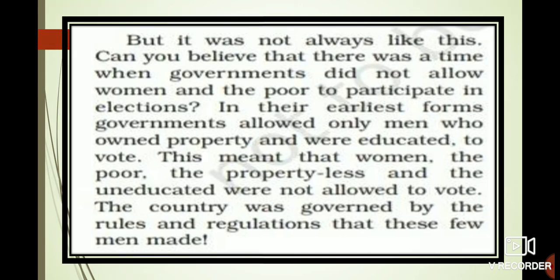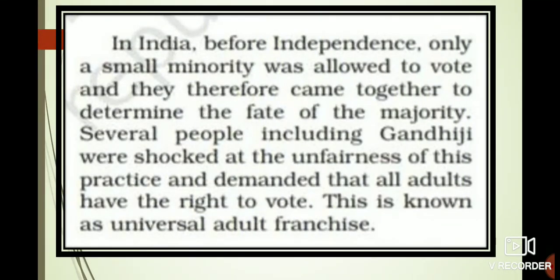Next, in India before independence, only a small minority was allowed to vote and therefore came together to determine the fate of the majority. Several people, including Gandhiji, were shocked at the unfairness of this practice and demanded that all adults have the right to vote. This is known as universal adult franchise. Understood, dear children? Gandhiji revolted against this and said that every person should have the right to vote, and that right was known as universal adult franchise. All adults should have the right to vote.